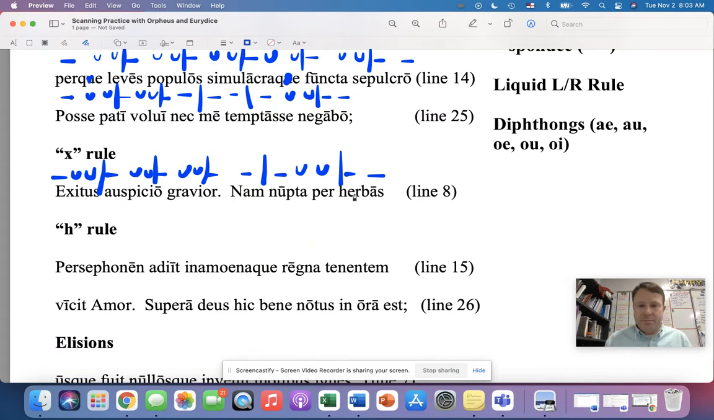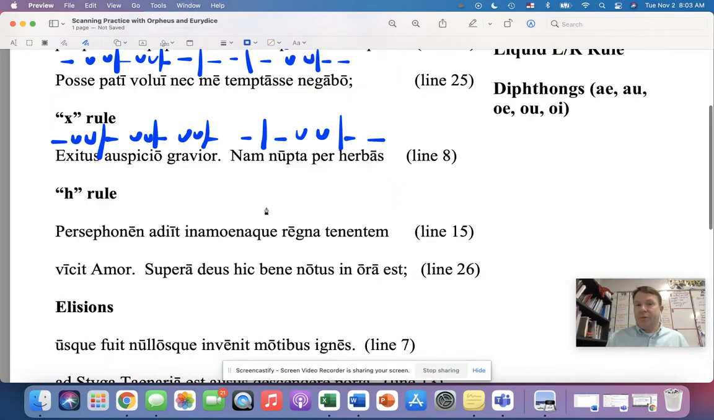Now, here's the deal. Two consonants, but one of them is an R, so it's short. So we did it. Okay, hopefully you did it too, even with the difficulty maybe of that diphthong. So we had the X rule, and then we also learned about diphthongs. Diphthongs are always long. Okay, let's talk about another rule.